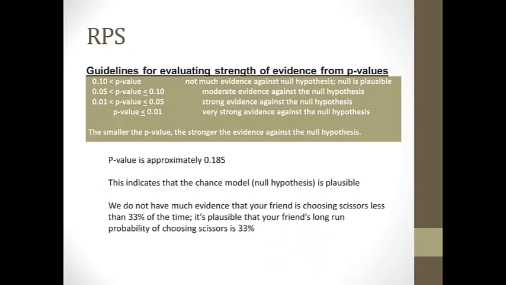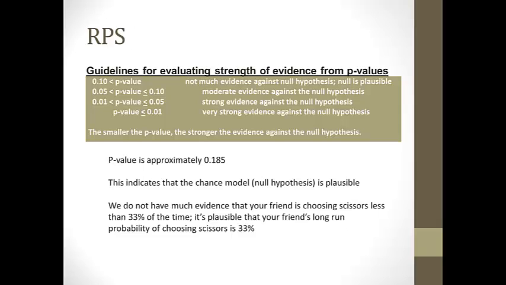Here are some guidelines for evaluating strength of evidence from p-values. In other words, how do you know that a p-value of about 0.185 means that there's not much evidence against the null hypothesis? Well, statisticians have developed these guidelines that give us a rough sense of what p-values are large and what p-values are small.